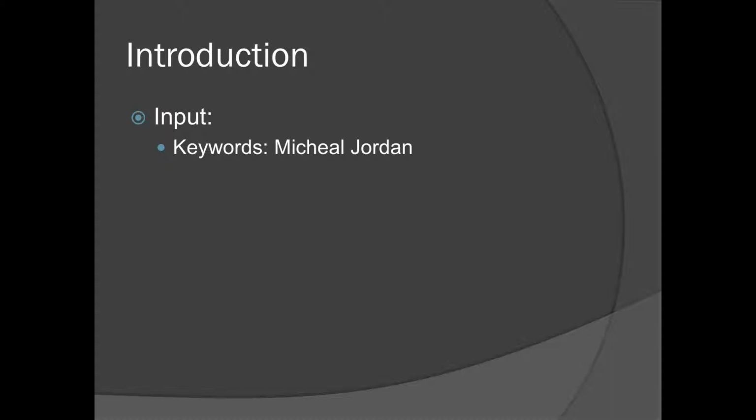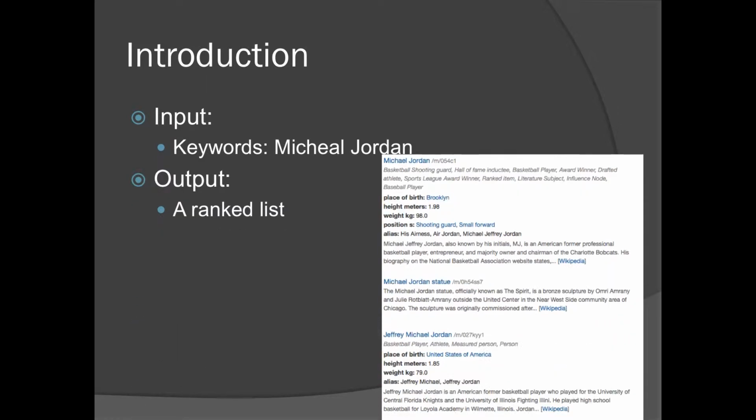Our input is the keywords. So we only have keywords as the user's interest. And the output is a ranked list. It looks like this. If we search for Michael Jordan, it will output all the Michael Jordans in a ranked way. And if you notice, there are some attributes that may come from other tables.